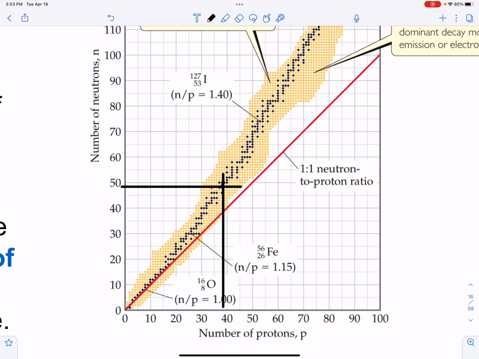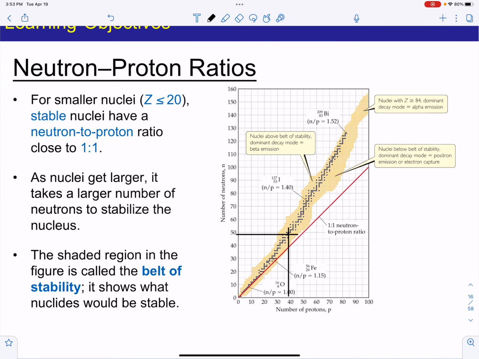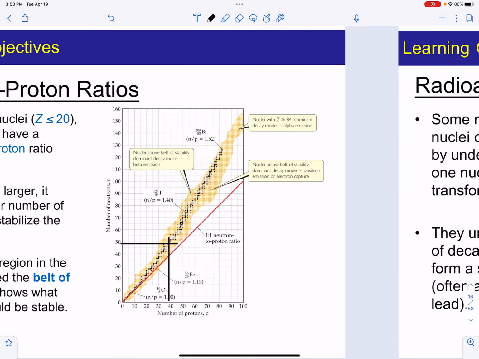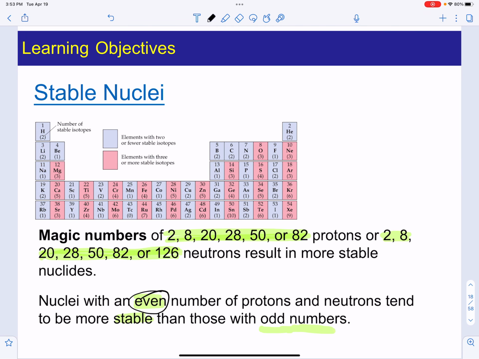So according to this, 39 protons and 49 neutrons kind of falls within the belt of stability. So that's kind of a stable isotope. So our better way to know if something is stable or not will be to use the belt of stability. Our better way to compare to others is these rules here. This tells us if it's more stable or less stable compared to something else.